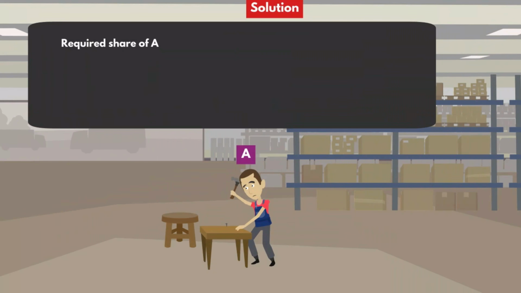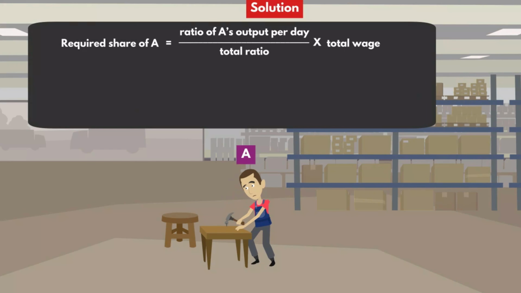Now the required share of A is ratio of A's output per day by total ratio into total wage. That is 20 by 47 into 4,700. That equals to 2,000 rupees.